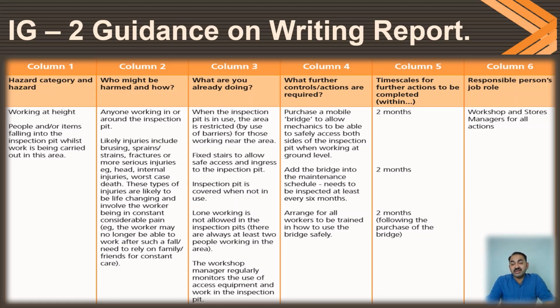But you think there are some other controls required. So in the fourth column, you can see some additional controls. For example, they suggested purchasing a mobile bridge to allow mechanics to be able to safely access both sides of the inspection pit when working at ground level. So this is a more sophisticated control. Here you are providing a bridge between both sides so that people may not fall. Now they are using staircases to go down and then go to the other area. So this is another control they suggested.